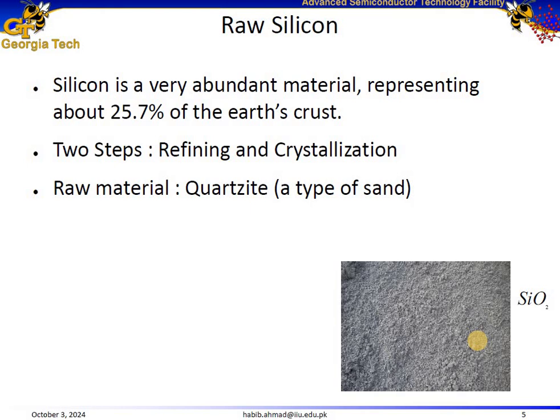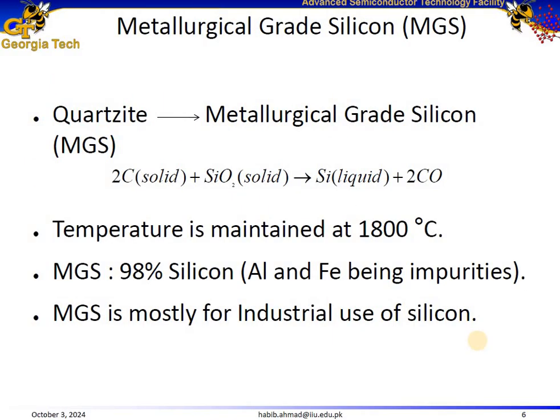The processing of silicon dioxide involves two steps. First, refining to purify the silicon. As we discussed, the reduction process, then the chlorination, distillation, and finally the chemical vapor deposition process. And then crystallization to form usable polycrystalline or monocrystalline silicon. The starting material, as we discussed, is quartzite, a type of quartz sand, silicon dioxide, which undergoes refining and crystallization to produce high purity silicon. So silicon's natural abundance and straightforward refinement makes it essential for semiconductor manufacturing.